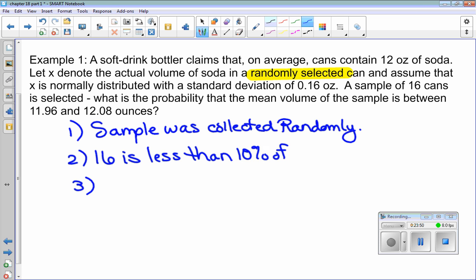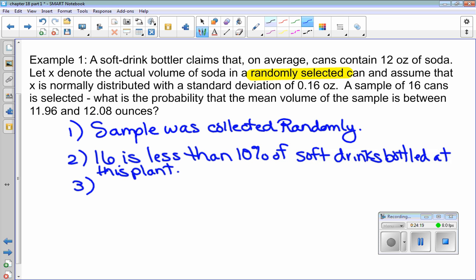10% of the soft drinks bottled at this particular plant. Okay? So 16 is less than 10% of the soft drinks bottled at this plant, I guess. I mean, we are assuming that they make more than 160 cans of soda, right? I mean, that's safe to assume that.